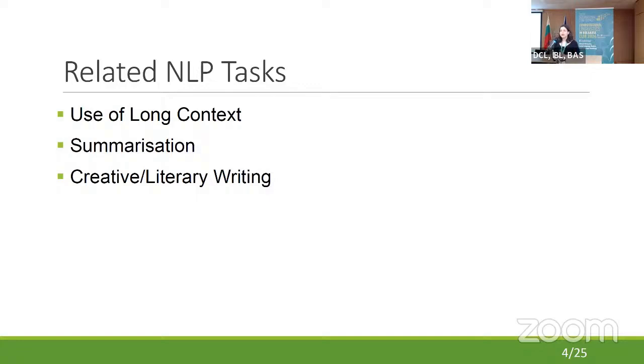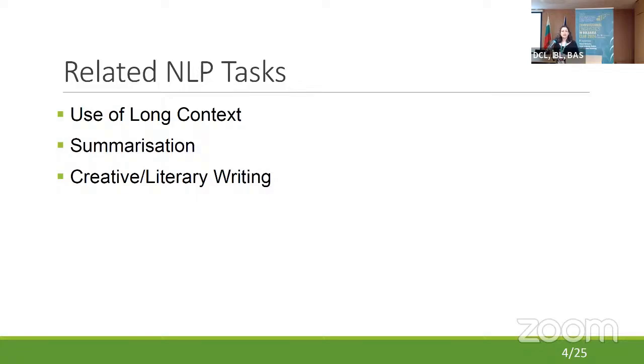Then the task of summarization, which is probably the most closely related one to literary abridgment. This is a task that is most commonly related not to literature or aesthetics, but to reducing the size of large amounts of data, such as news data, in order to be processed more quickly and more easily.